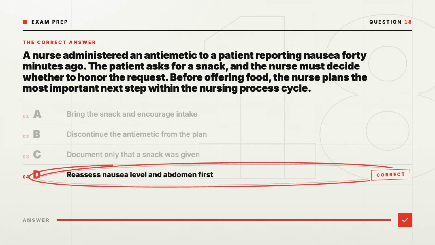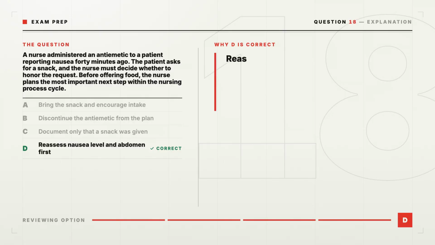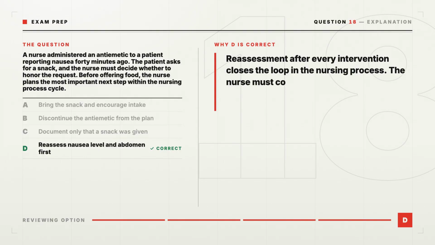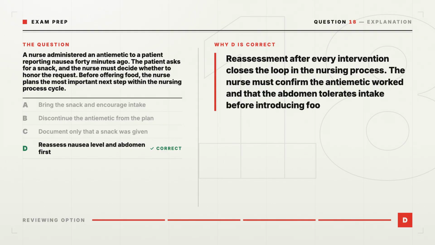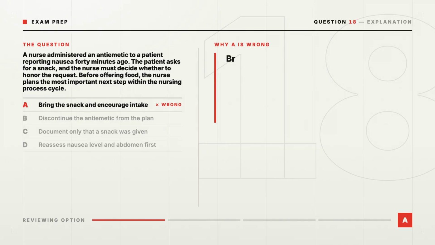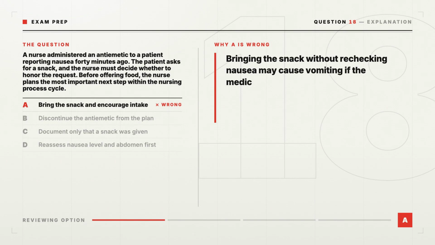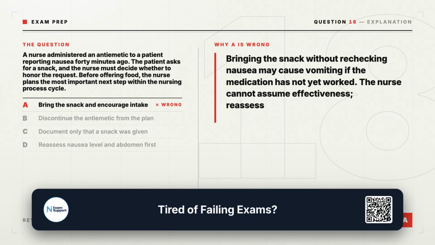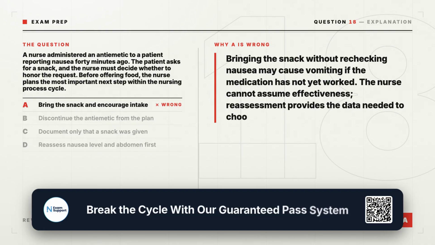The correct answer is D. Reassess nausea level and abdomen first. D is correct because reassessment after every intervention closes the loop in the nursing process. The nurse must confirm the antiemetic worked and that the abdomen tolerates intake before introducing food that could trigger renewed vomiting. A is wrong because bringing the snack without rechecking nausea may cause vomiting if the medication has not yet worked. The nurse cannot assume effectiveness. Reassessment provides the data needed to choose the next step safely.